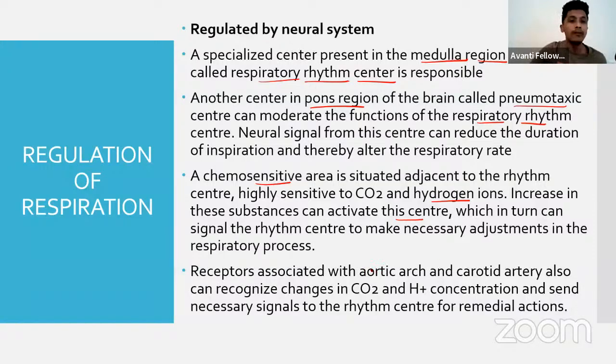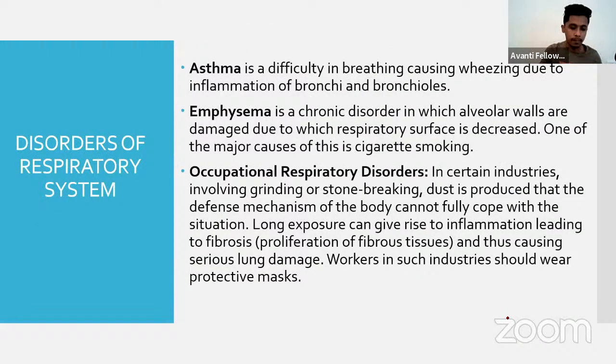Some of the respiratory groups are also present outside the brain, such as in the aortic arch as well as the carotid arteries. Here also there are chemosensitive tissues which can recognize the hydrogen ion concentration and send the necessary signals to your respiratory centers, which then trigger the respiratory pace to remove the excess hydrogen ion. I mean, the excess carbon dioxide.